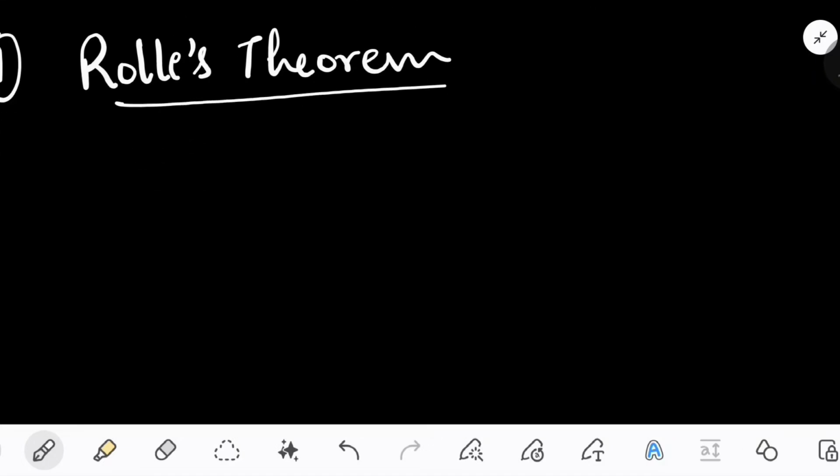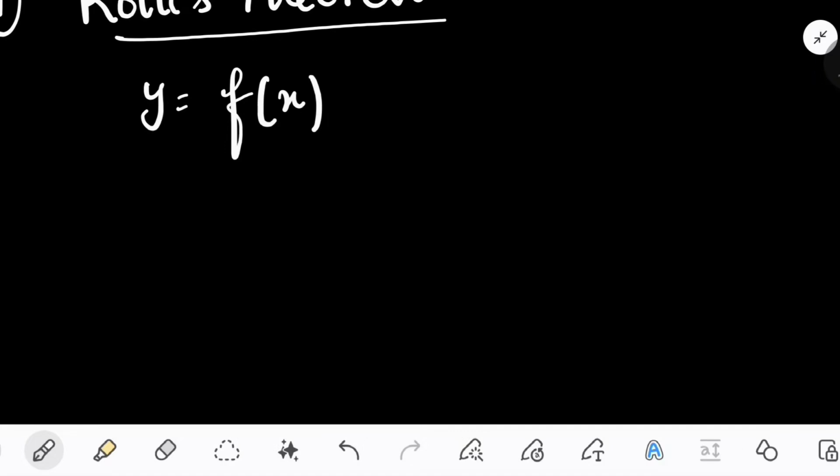For example, if you have a function f of x is equal to y, right? Or simply say y is equal to f of x, right? And what is a single variable function? Means the y is dependent upon x, right? It is dependent upon single variable. So that is why it is said a function in a single variable, right? Okay. So what are the conditions to satisfy Rolle's theorem?